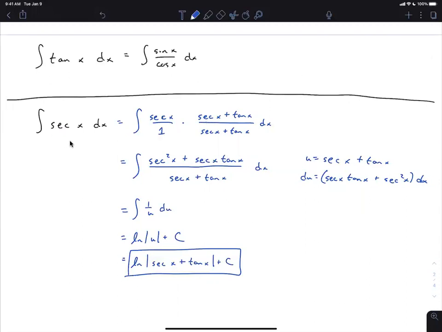Now, cosecant x would work almost exactly the same way. And so now we are able to do all 6 basic trig functions. We're able to take their antiderivatives. Antiderivative of sine and cosine are both basic forms. Antiderivative of tangent and cotangent are done this way. Antiderivative of secant and cosecant are done this way. Does that make sense? All right, any questions so far?